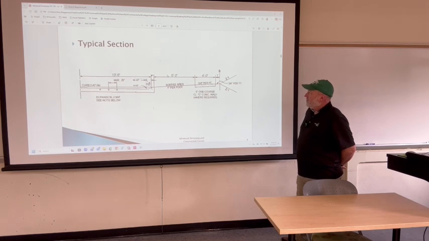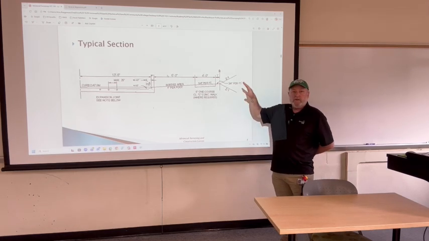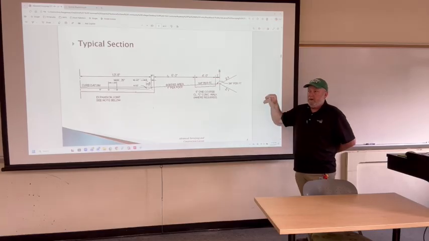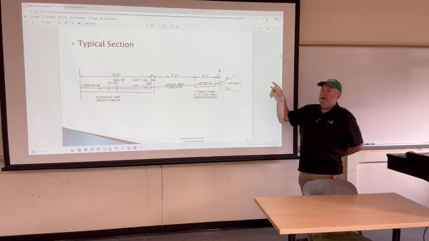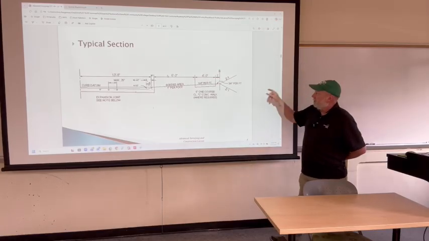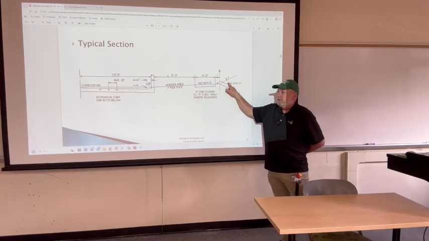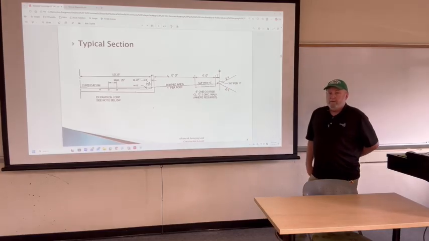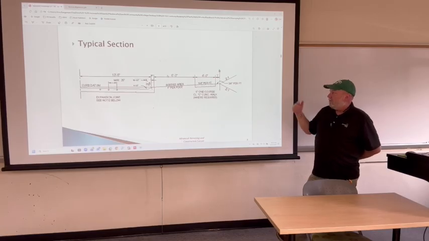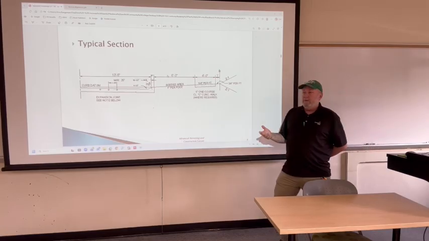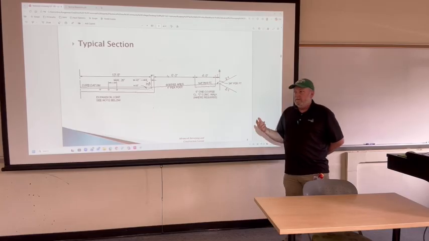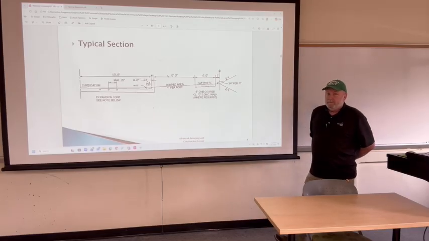For whatever reason, we label that the first number in that ratio is your run. The second number in that ratio is your rise. So essentially, 1 foot of rise per 2 feet of run. Obviously, doing the math there, take your rise over run, that would equal 0.5, multiply it by 100, that's a 50% slope.